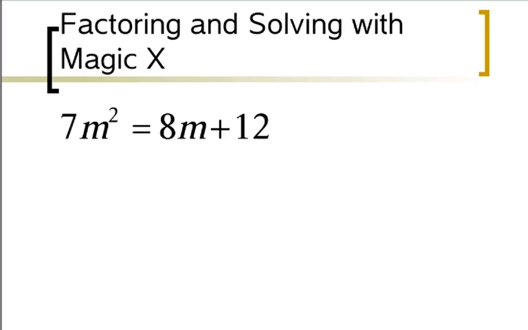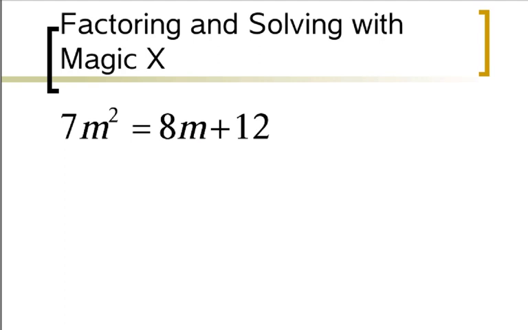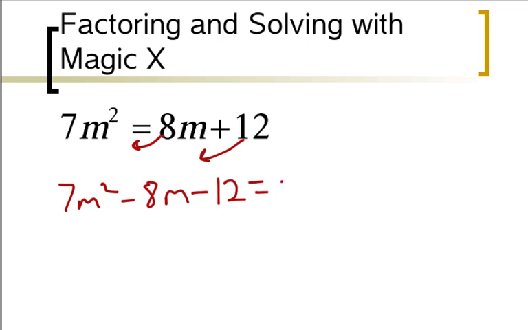So now we're going to take a look at factoring and solving this problem with magic x. Now notice that this problem is a little bit different than the first one. The big key is, this one was equal to 0. This one now is not equal to 0, so we need to make it that way. Well, it's a simple process. You just need to bring the 8 over, bring the 12 over. So we do that by subtracting. I got 7m squared minus 8m minus 12 equals 0. Okay, so that's your first step.